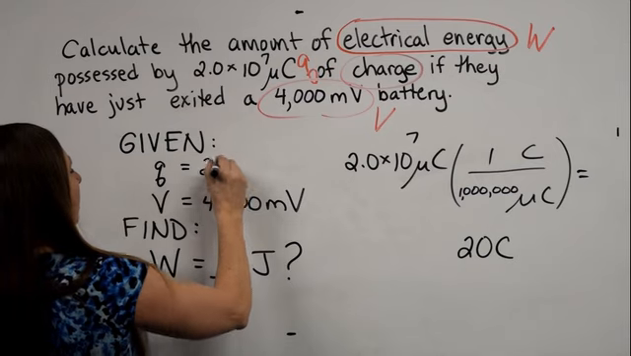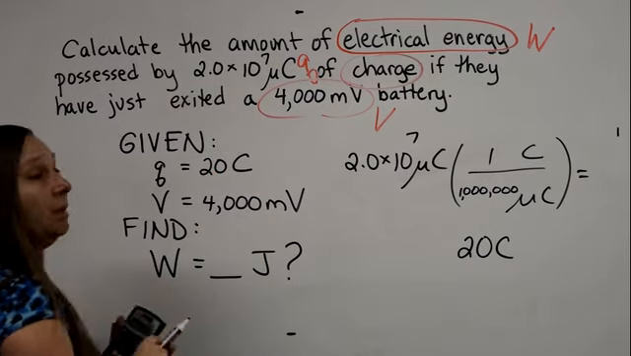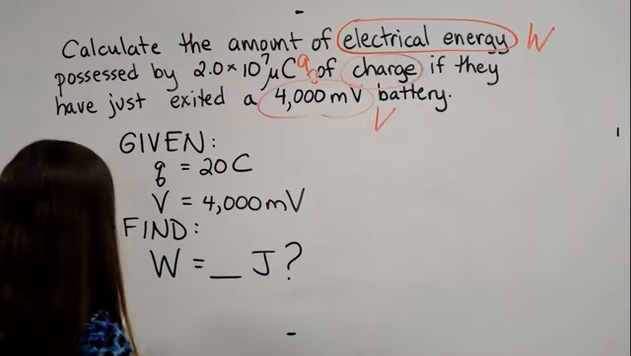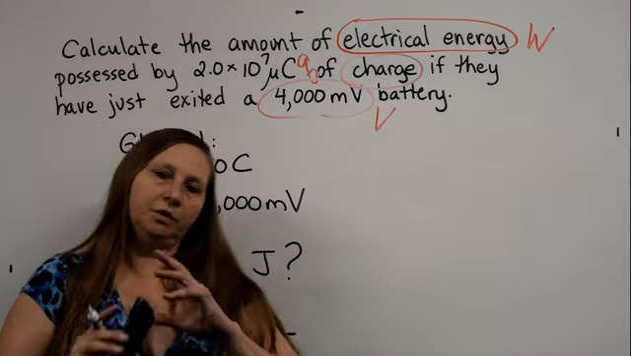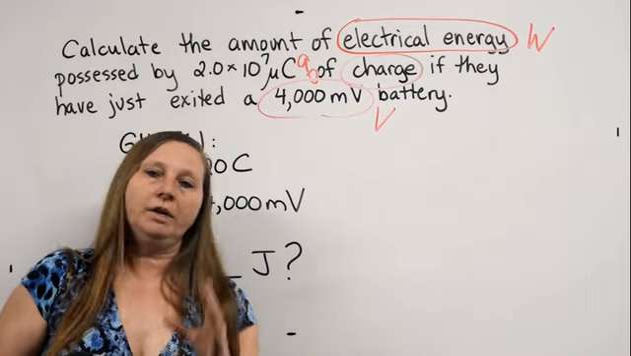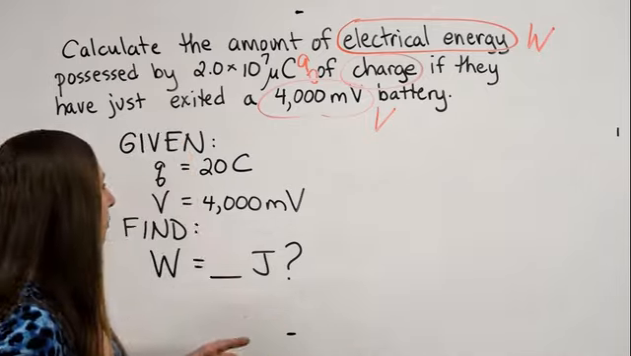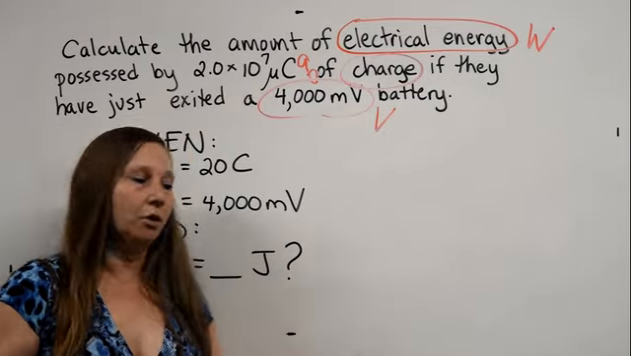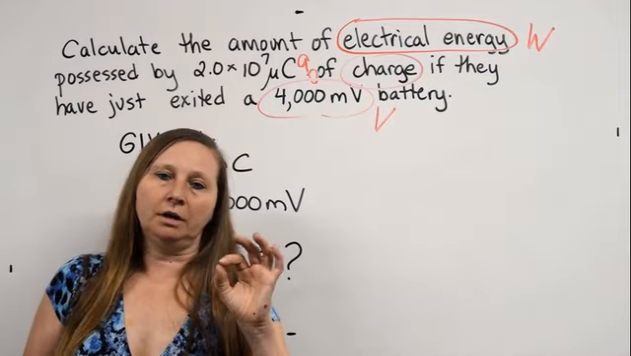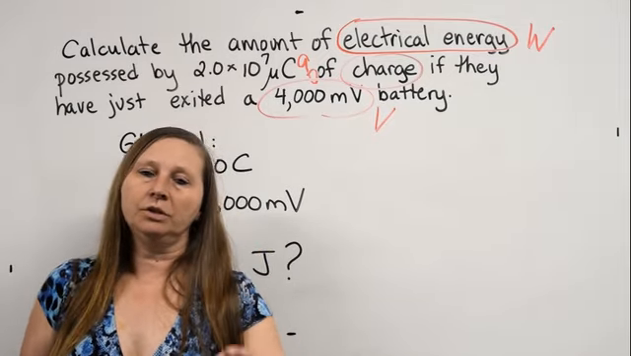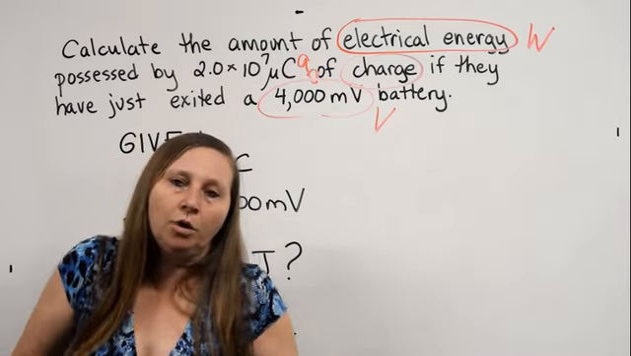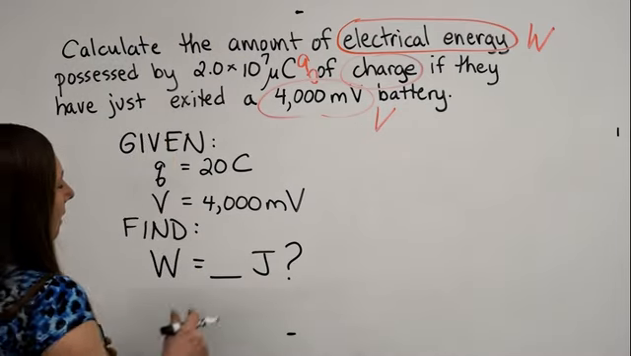Now the millivolts, we want that to be in volts. Look, I'm doing a lot of converting. In most problems that you're going to come across, you're not going to have to do this much converting. In most problems, they're going to give you coulombs, volts, joules. But if you see microcoulombs, convert to coulombs. If you see minutes, convert to seconds. If you see millivolts, convert to volts.